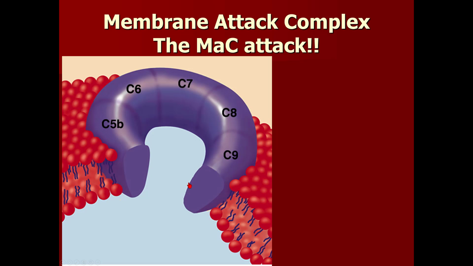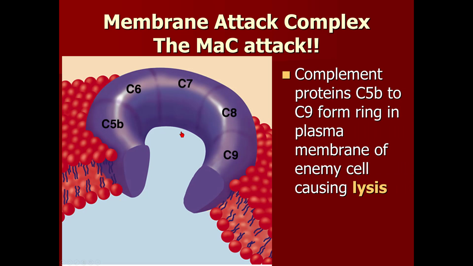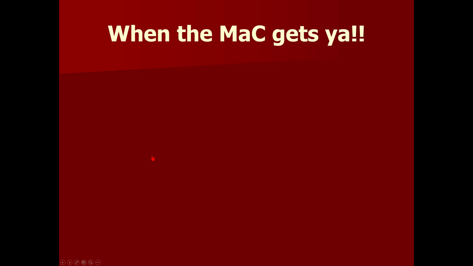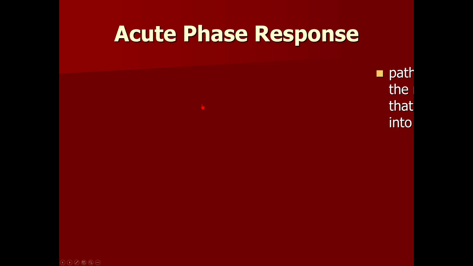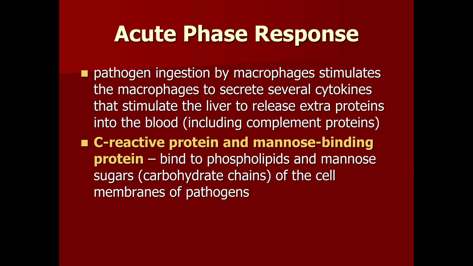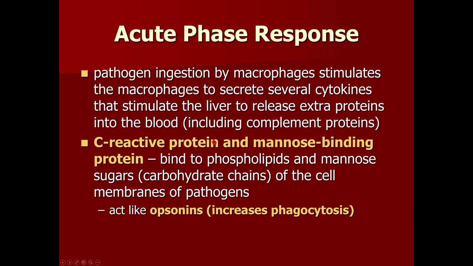Right? The MAC attack, which is the membrane attack complex, is a huge complex of complement proteins which actually can get stuck in the membranes of foreign invaders, right, and cause all these little holes. Right? So this is a bacterial cell that has the MAC attack stuck in its membrane here, and that causes the cell to leak, which then causes the cell to die. So when the MAC gets you, you die. Don't worry about that.